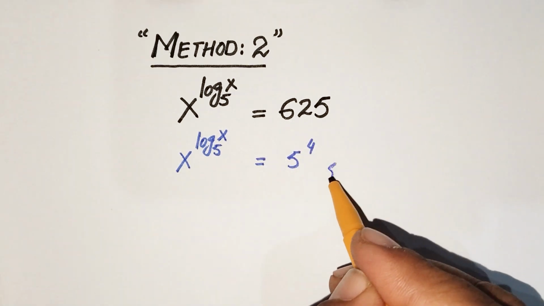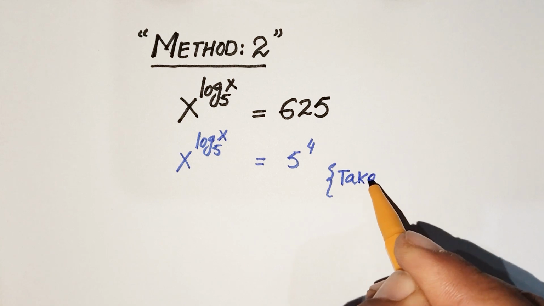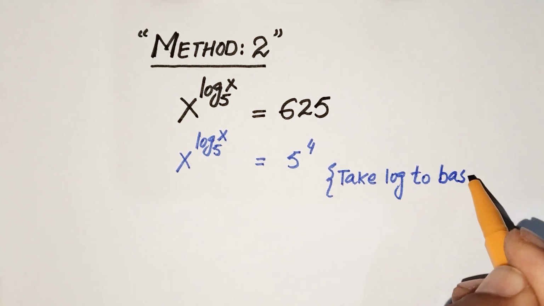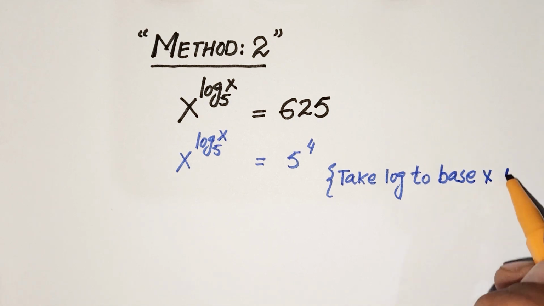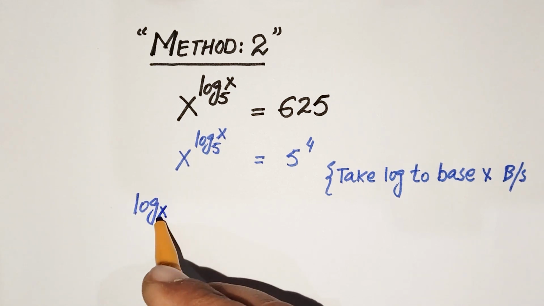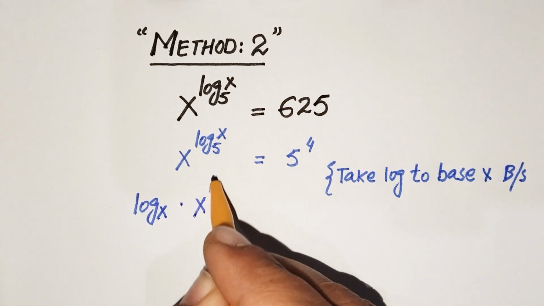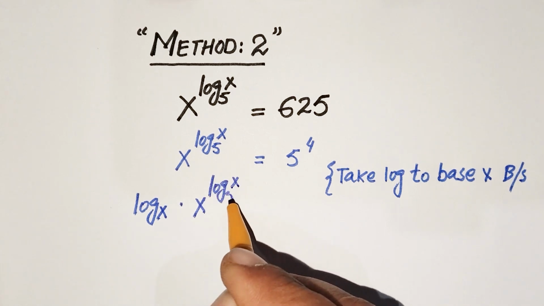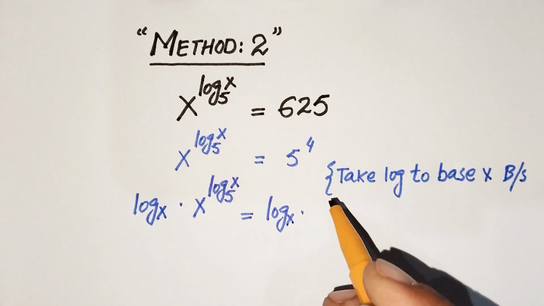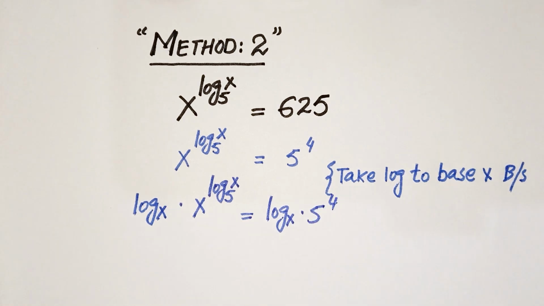So now we are going to take log to base x at both sides. Then we get here log with base x of x raised to the power log x with base 5, which is equal to log base x of 5 raised to the power 4.